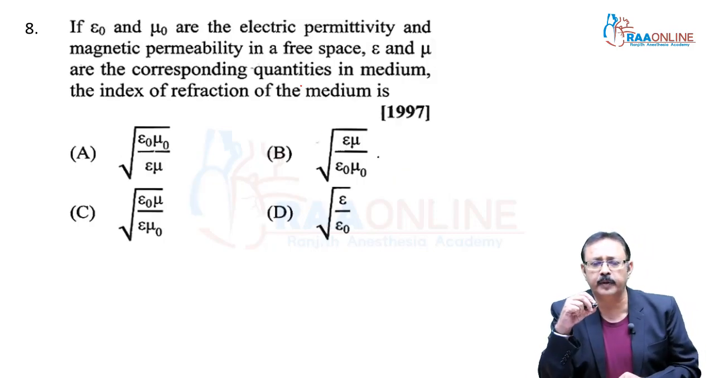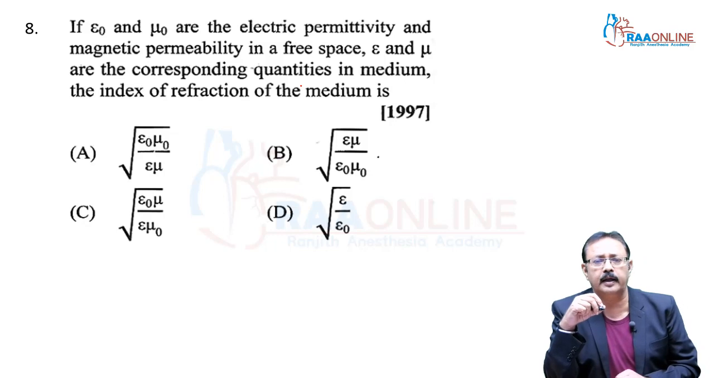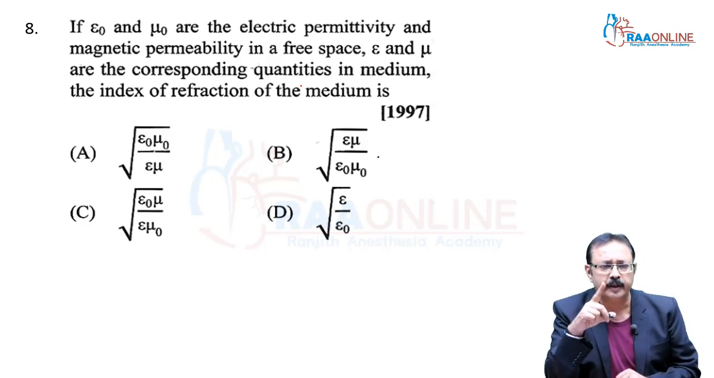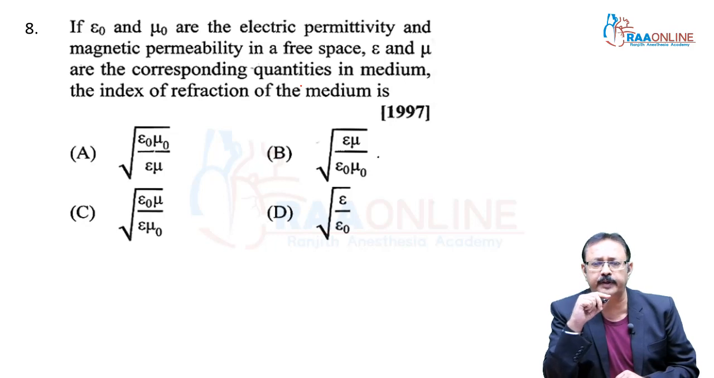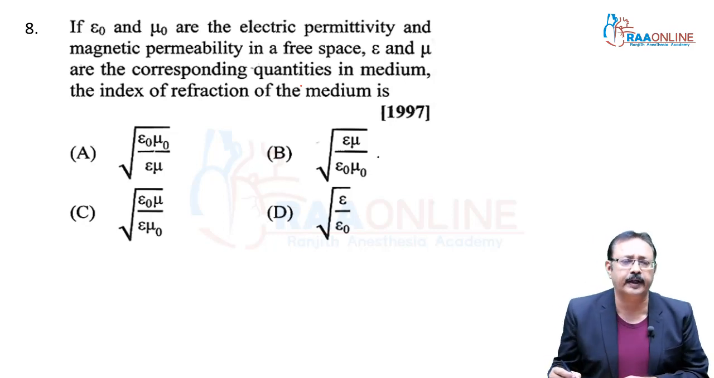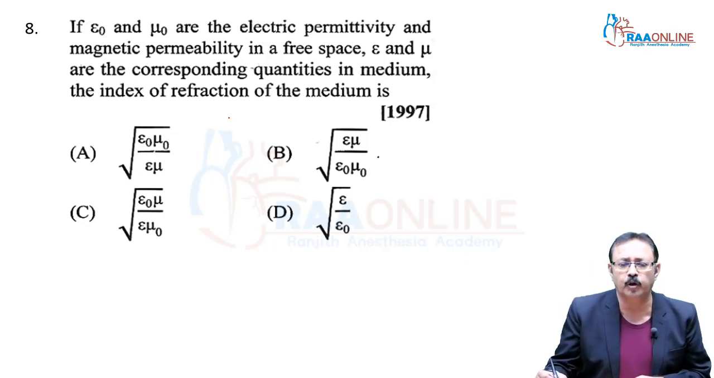Next, it is from 1997 AIPMT. If mu naught, epsilon naught are the electric permittivity and magnetic permeability. Mu naught means permeability, epsilon naught means permittivity. Mu and epsilon are for the medium. The refractive index of the medium, we discussed in the previous unit. So we will go with formula B.